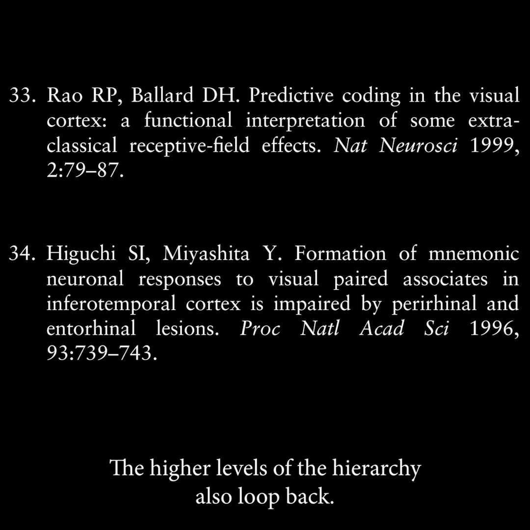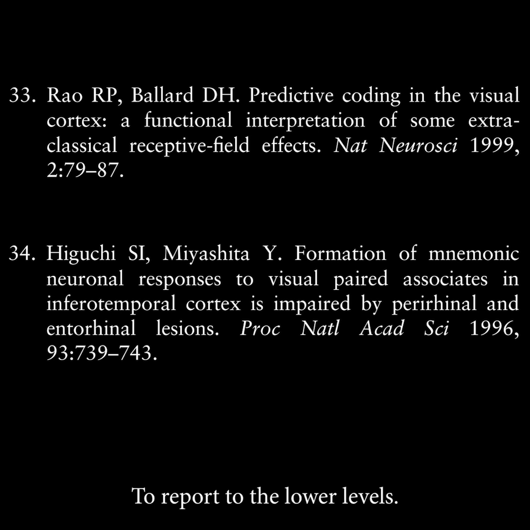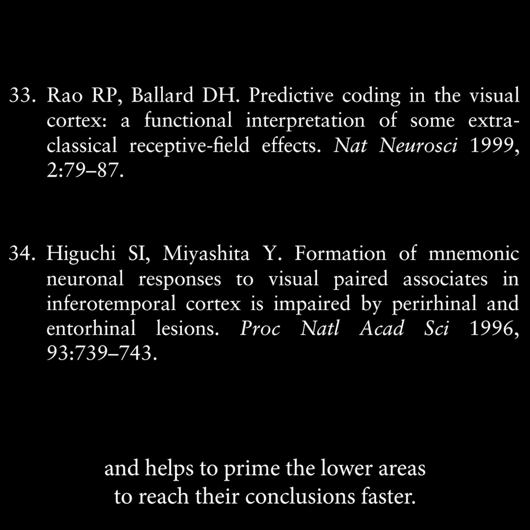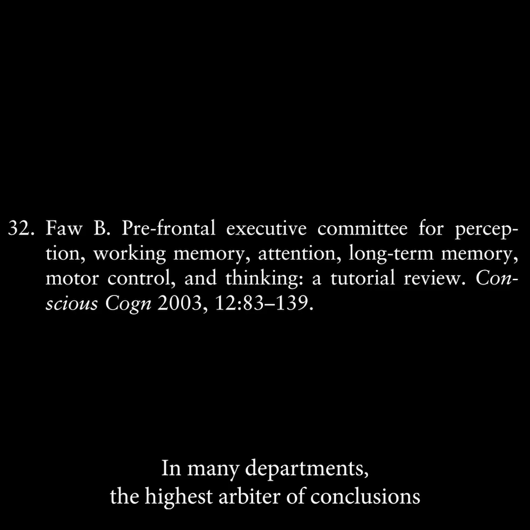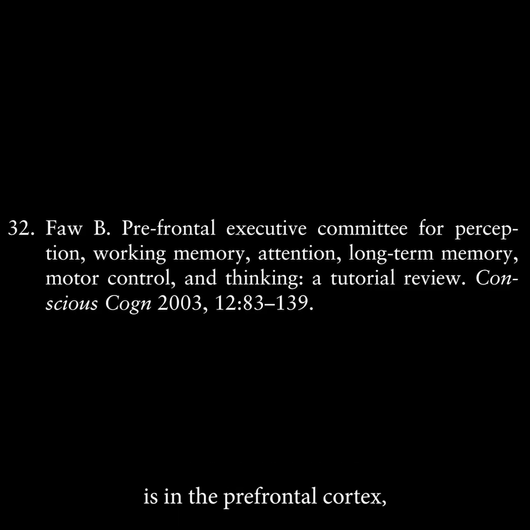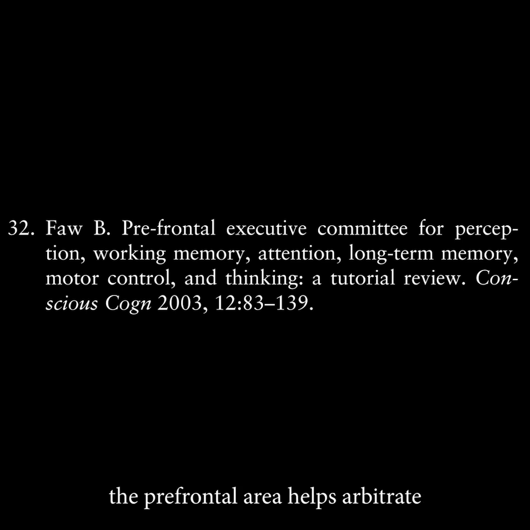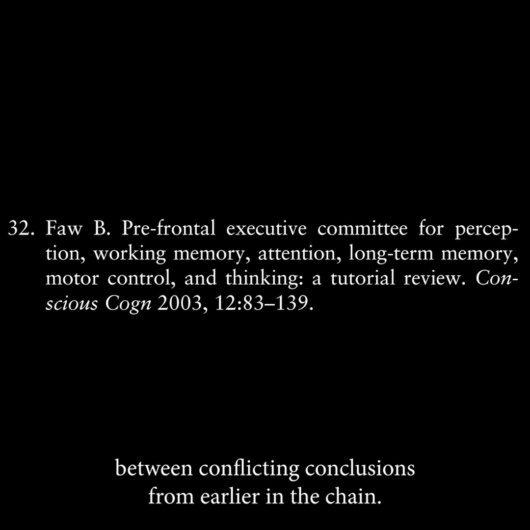Top-down processing. The higher levels of the hierarchy also loop back to report to the lower levels. This top-down influence provides error correction and helps to prime the lower areas to reach their conclusions faster. The prefrontal cortex. In many departments, the highest arbiter of conclusions is in the prefrontal cortex. Analogous to the secretary that is the head of a department, the prefrontal area helps arbitrate between conflicting conclusions from earlier in the chain.